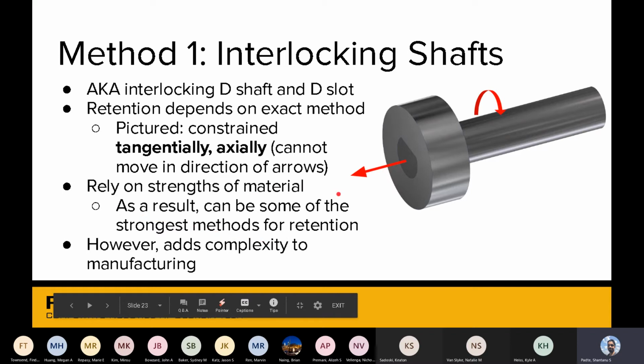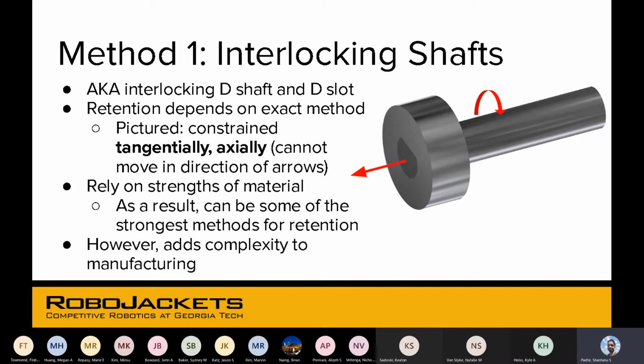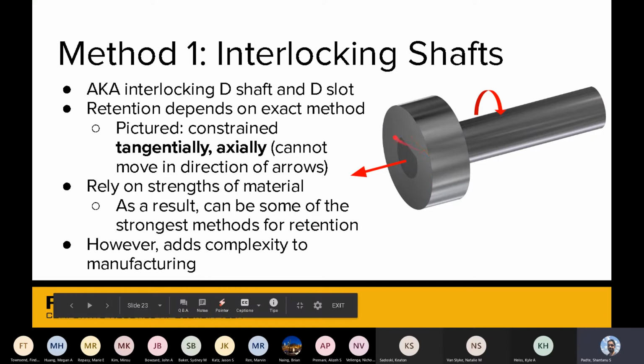The strength relies on the strength of the material, so it's generally some of the strongest methods for retention. However, it does add complexity to the manufacturing, because generally creating these D-shaped holes is a lot harder than just creating a circular hole.